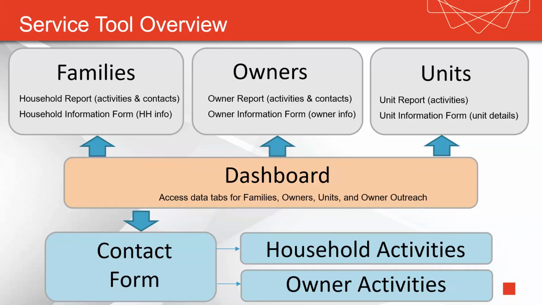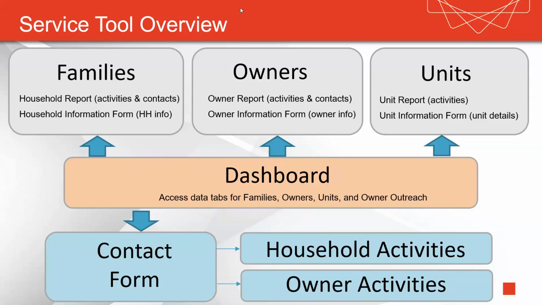For the owners, the owner information form is going to be, again, their contact information and just some of the background information, how many units they own, or if they're serving as leasing agent for. And then the unit information form is details about that unit, number of bedrooms, number of bathrooms, other details, amenities in the unit. So that's the information forms.